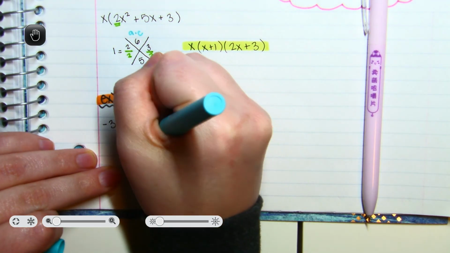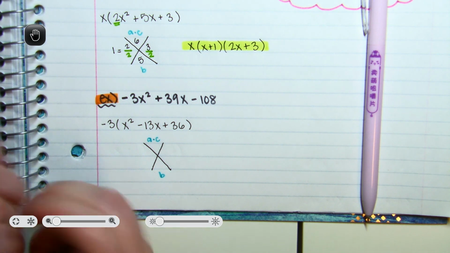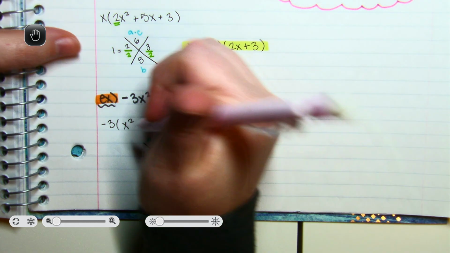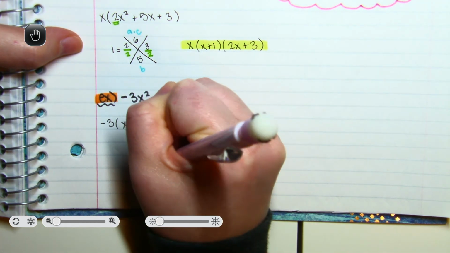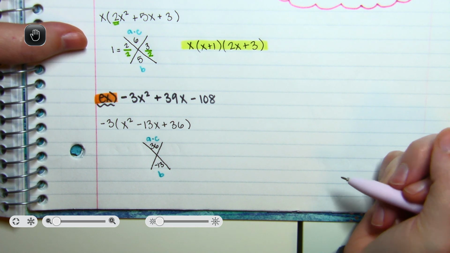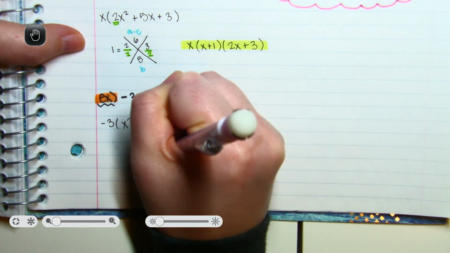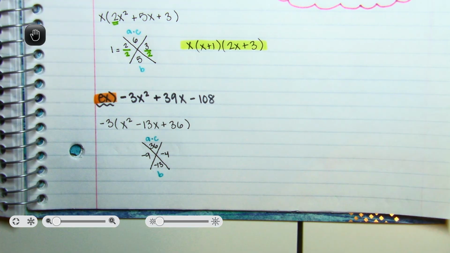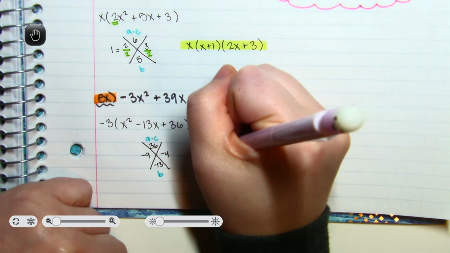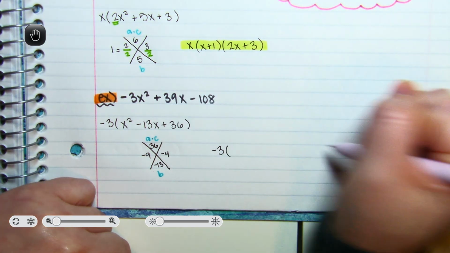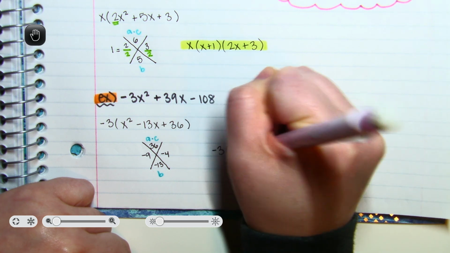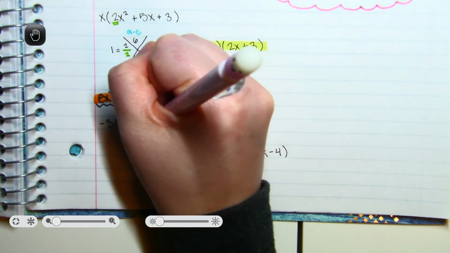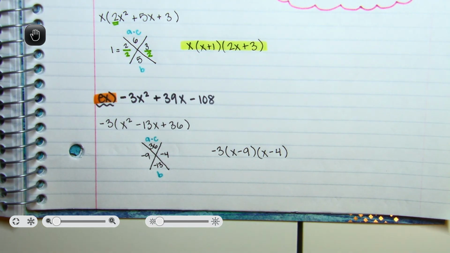So the top will be our a times c, the bottom is our b. So what goes in the top and bottom? Good, you should have said 36 and negative 13. What are my two numbers? You should have said negative 9 and negative 4. Now our a value is equal to 1, so I don't need to do anything else. So now what I'm going to have, negative 3, my GCF written out in front, x minus 9, x minus 4. Does anything factor further? You should have said no.